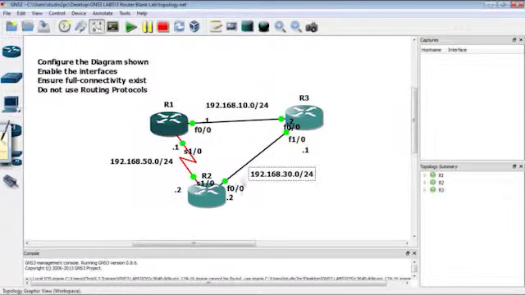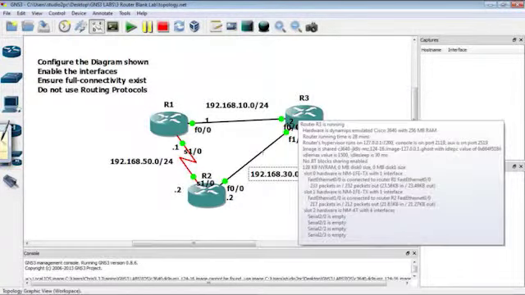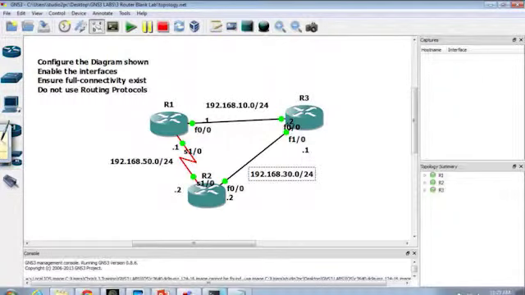So in order for full routing to happen, we need to make sure that everybody knows about everybody else. I need to tell router 3 about the 192.168.50, and I also need to tell router 2 about the 192.168.10. So let's go ahead and do those and see if we can ping all addresses.